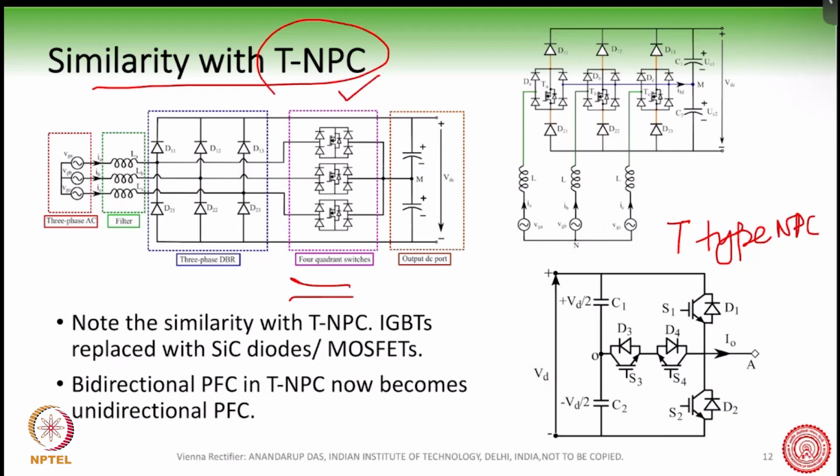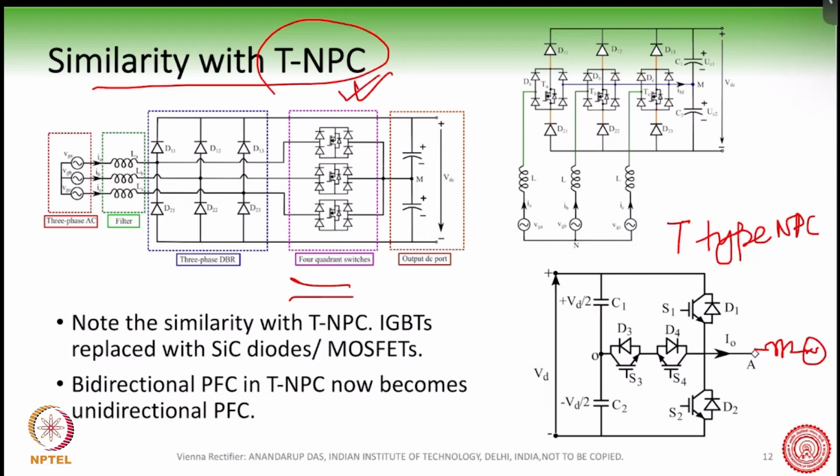Now, let us see the T-type NPC and this Vienna rectifier, this circuit topology. In this case, here is the AC grid. I have drawn it one from left to right and another from right to left, just to show you that the same circuit looks different when you look from a different perspective.